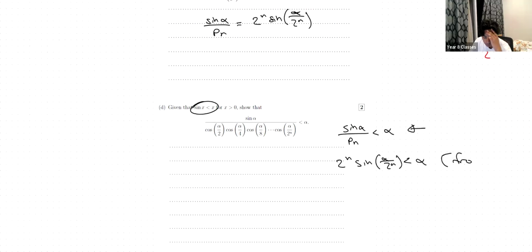And then what from here? Okay, actually no, that's perfect. Sine alpha on 2n is less than alpha on 2n. And then this just brings me back to this. Yep, okay, got it.